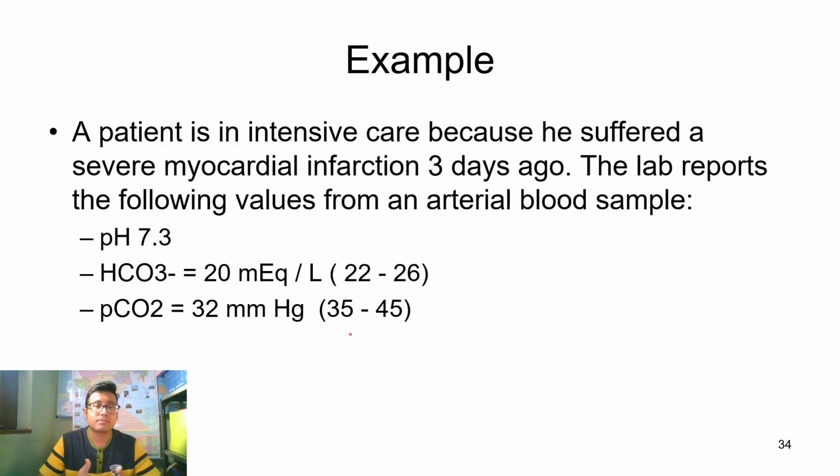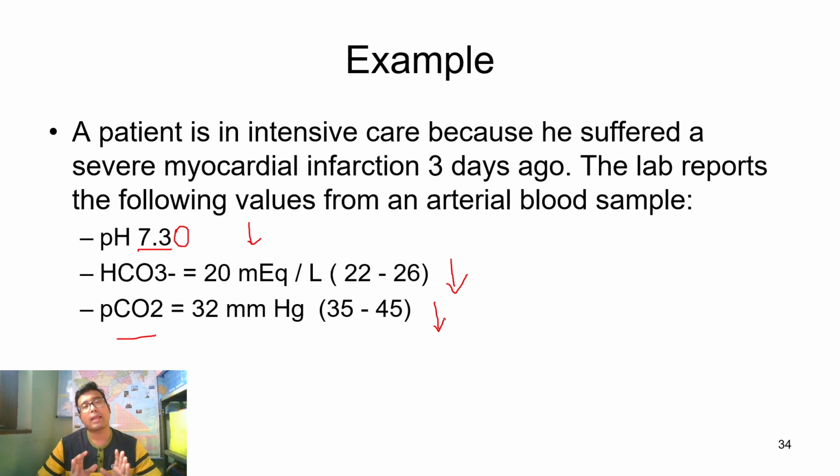This problem has got a small history. Okay, so let's see what's happening over here. pH 7.3. The normal pH range is 7.35 to 7.45. So if it's 7.30, definitely it's acidosis. Okay. Now let's see who's causing this acidosis. Bicarbonate 20, so bicarbonate is low. pH is low, mind it. And what's PCO2 doing? PCO2 is also low.